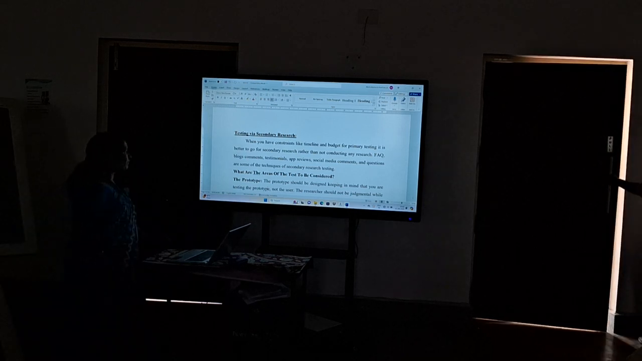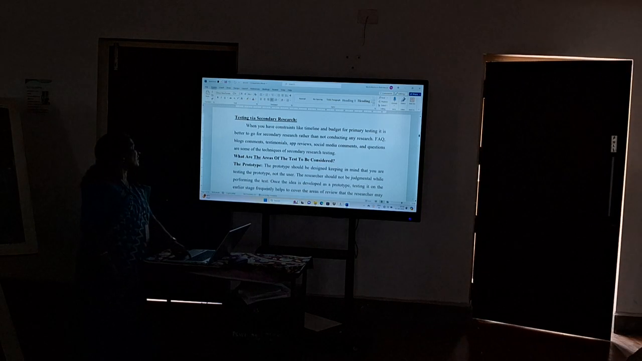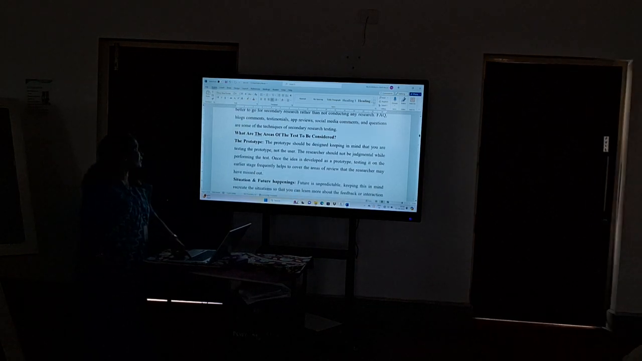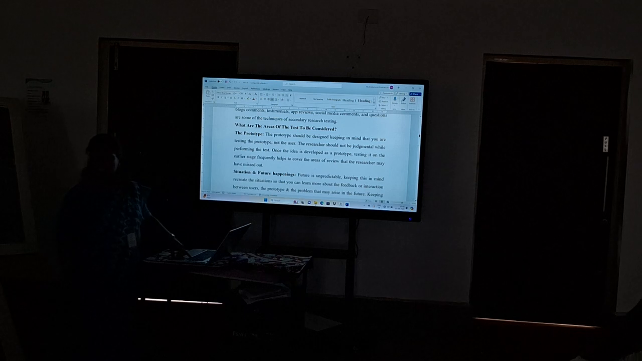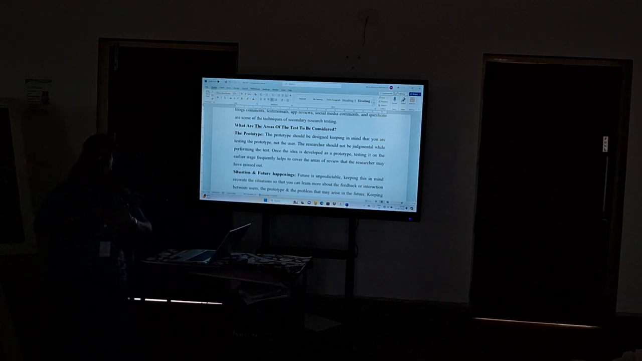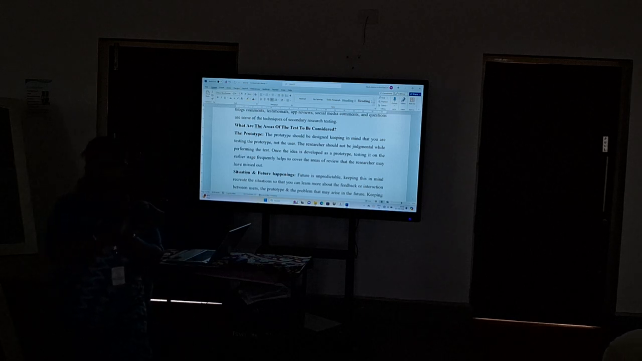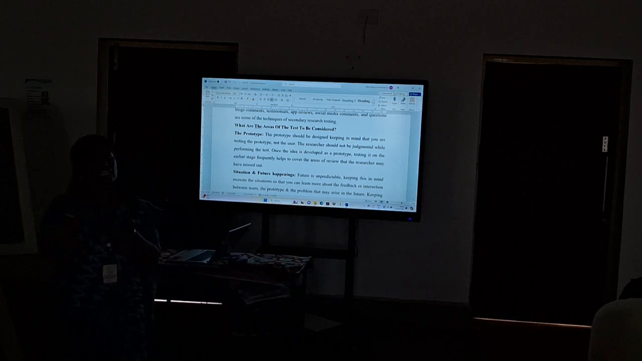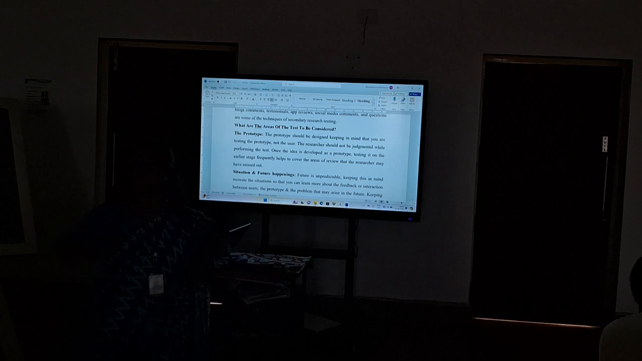What are the areas of test to be considered? What are all the things to be tested? Number one, of course, the prototype needs to be tested. This is in general. The entire product could be tested, and then internally some features could be tested.